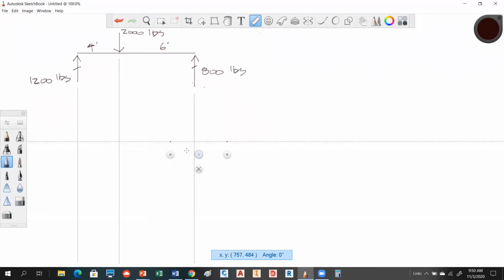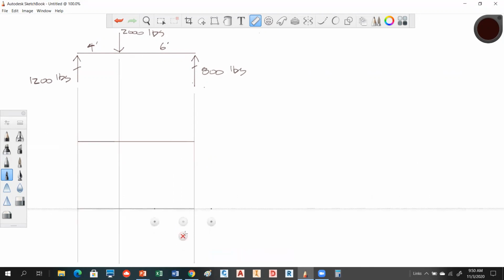We're going to develop the shear first. Let's go ahead and put that in a little bit darker line. And then from that, I'm going to develop the moment. I'm going to probably run out of room, maybe not. So this is going to be my shear, and this is going to be my moment. And this would be the 0 line of both, okay? Has everybody got that?